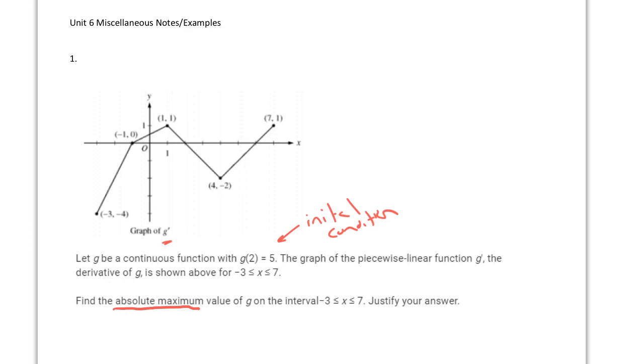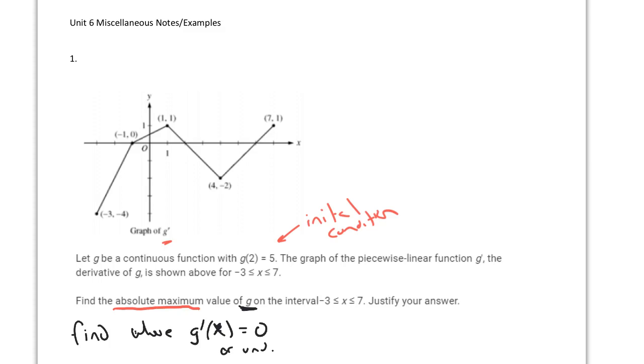So we're going to make a chart, and I don't have a whole lot of room below here, so I'm going to do a lot of this up on the side to the right. We're going to make a chart that includes our endpoints and critical values. Well, what are the critical values? The critical values of g, again, we're finding the maximum value of g, are where g prime is 0 or undefined. So I need to find where g prime of x equals 0 or undefined.